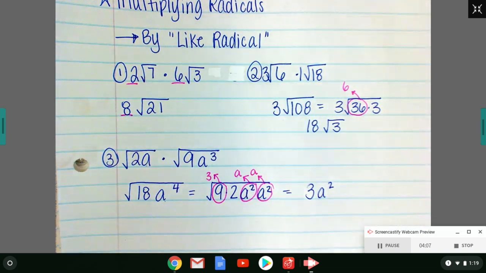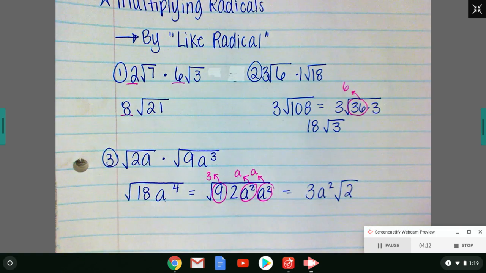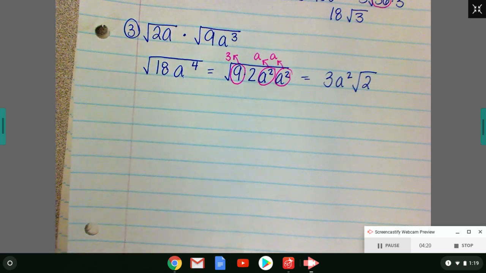And I'm going to write 3AA as 3A squared. And then the only thing left on the inside is the 2. So this is the first type of the multiplying we've done with radicals. Let's do another type. So I'm going to come down a little bit.